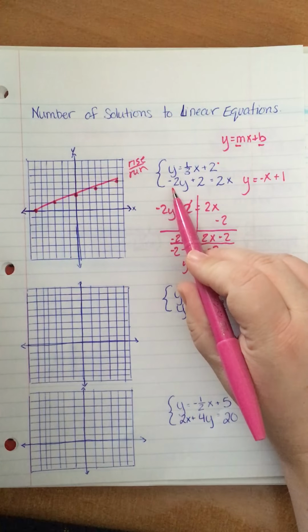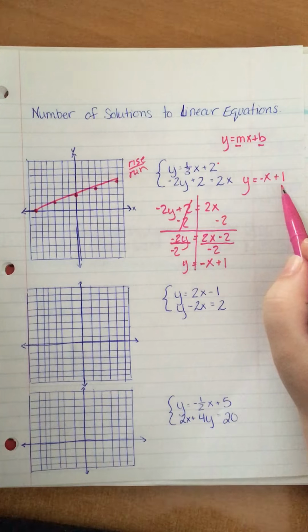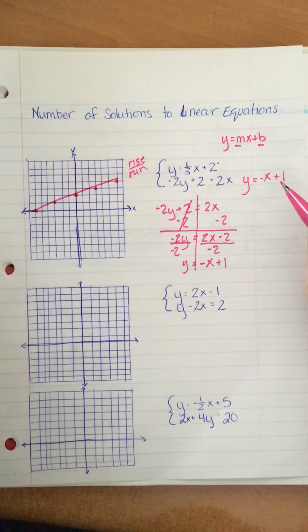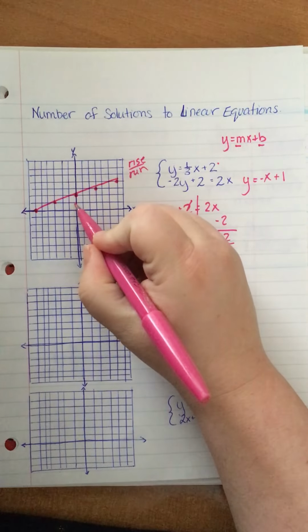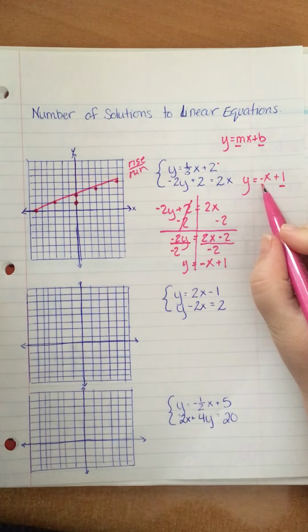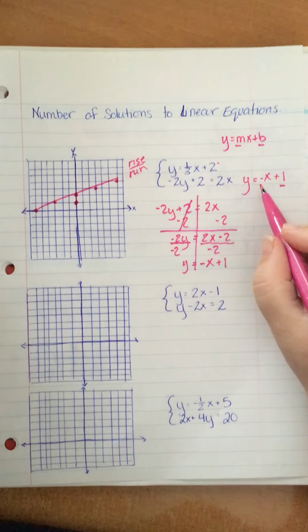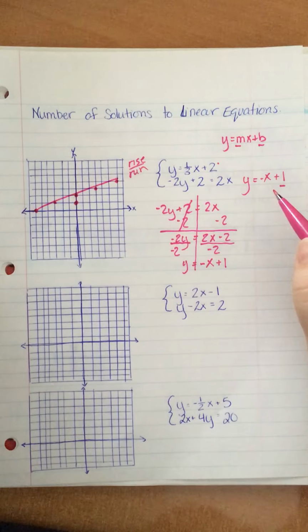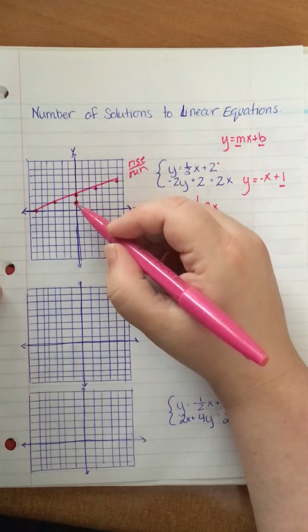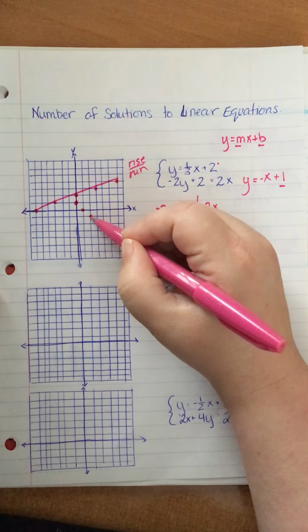Now, I've got this second equation, y equals negative x plus 1. So it starts at positive 1. It's my y-intercept. It's a negative slope, so that means it's going to decrease. And it says negative x. It's the same as negative 1x, so that's going to be negative 1 over 1. So down 1 over 1, down 1 over 1.